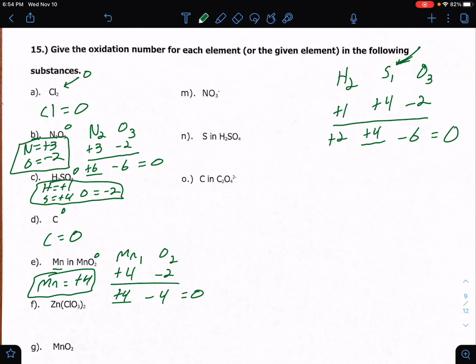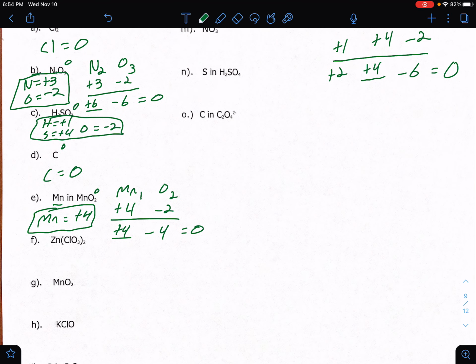Now F. I want to make sure I do F because I'm dealing with parentheses. I'm going to do the same thing. I'm going to write right here. So I have 1 zinc. When you see parentheses, you need to make sure you're multiplying into that parentheses. That means I actually have 2 chlorines and 6 oxygens. I made sure to take that 2 and multiply what I had on the inside of the parentheses. Now, I still don't see a charge, so I'm going to set it equal to 0.